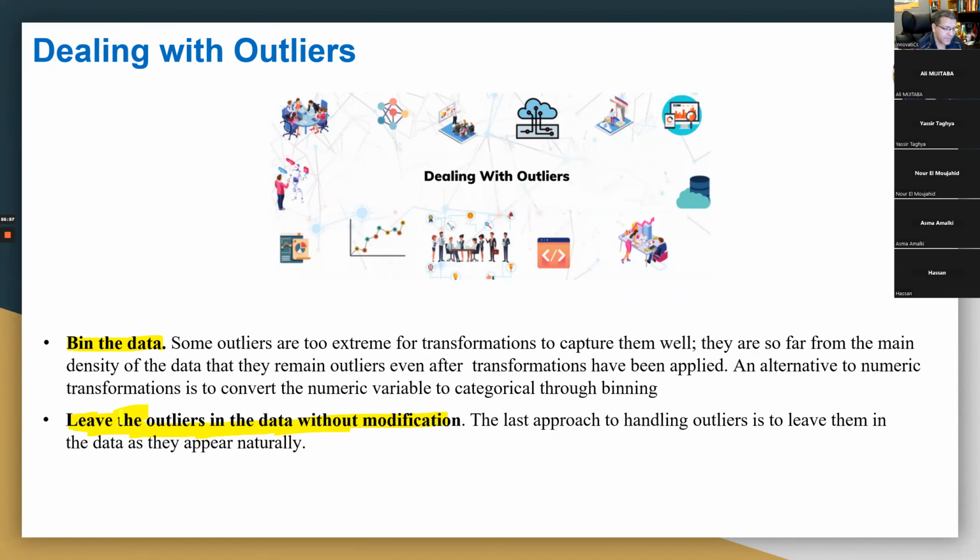دابا منين كنهضروا حنا على الاوتلايرز. Okay. عندنا outliers.